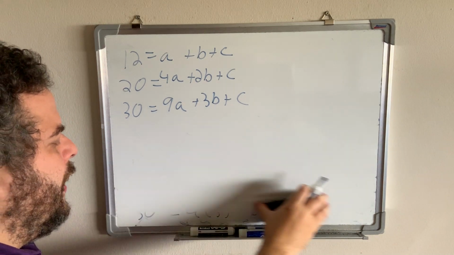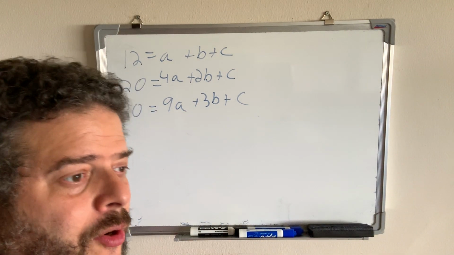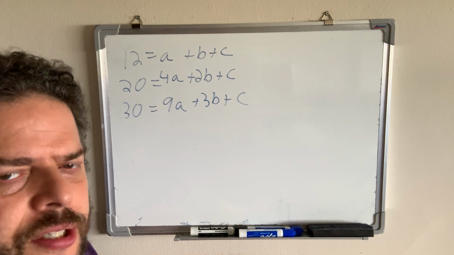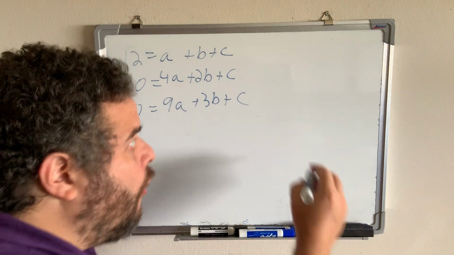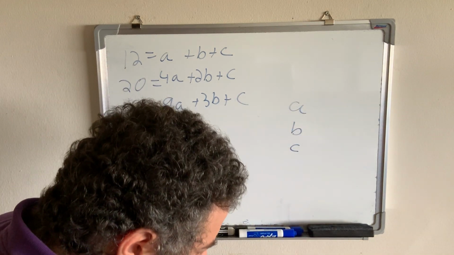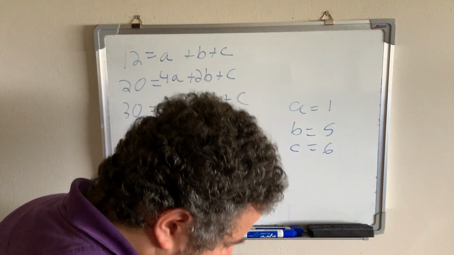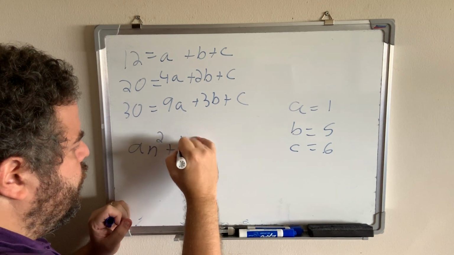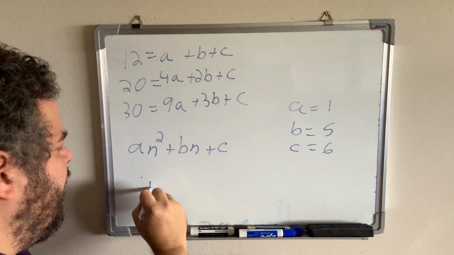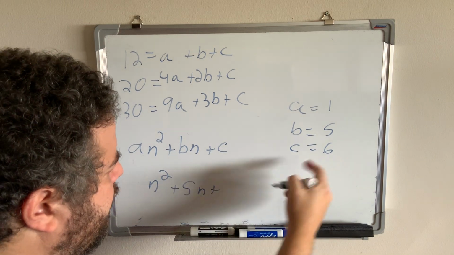Now that you have your linear equation system, you're going to solve it for a, b, and c. You can use Gauss-Jordan elimination, Cramer's rule, or substitution, however you want. In this case, a equals 1, b equals 5, and c equals 6. All you have to do is go back to the quadratic equation and substitute the values: 1 times n squared is n squared, plus bn plus c.